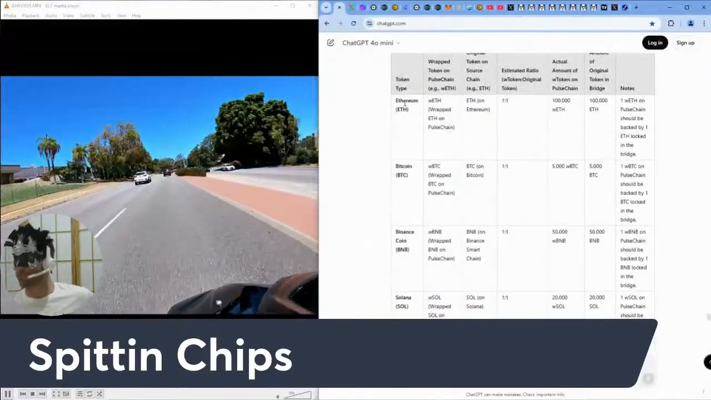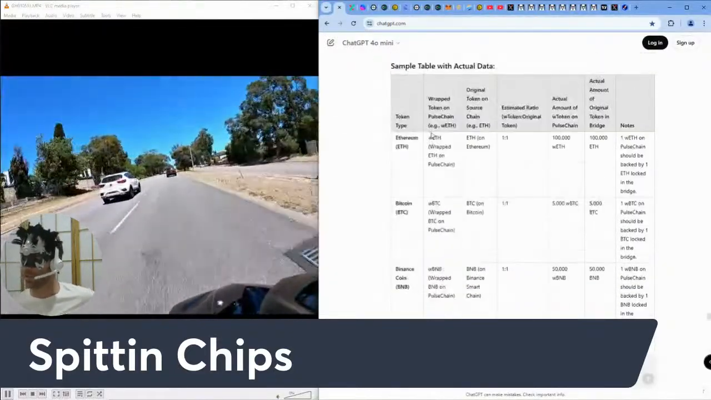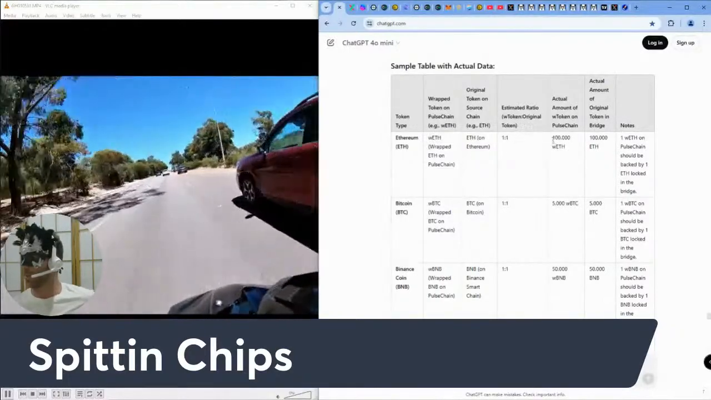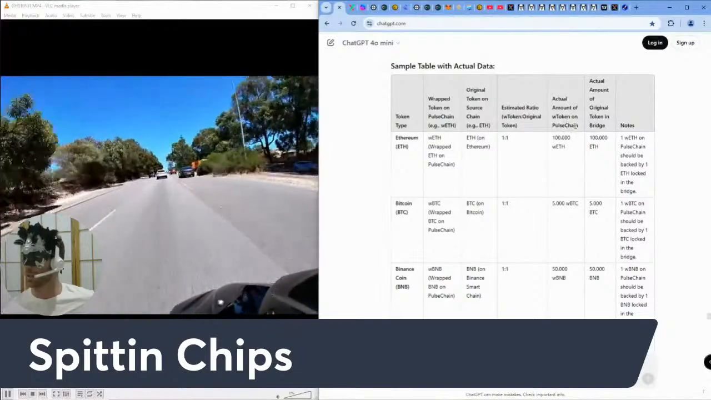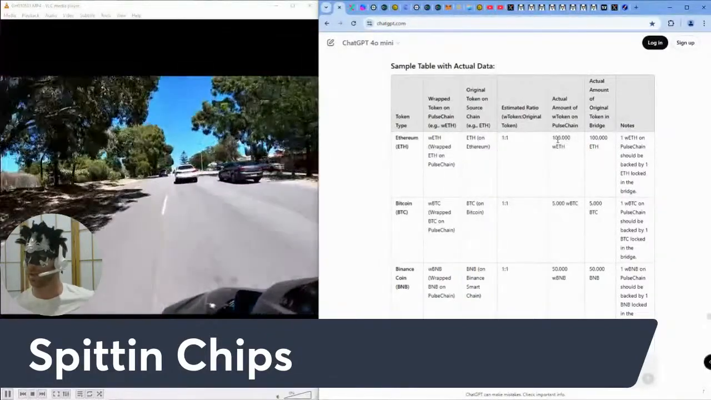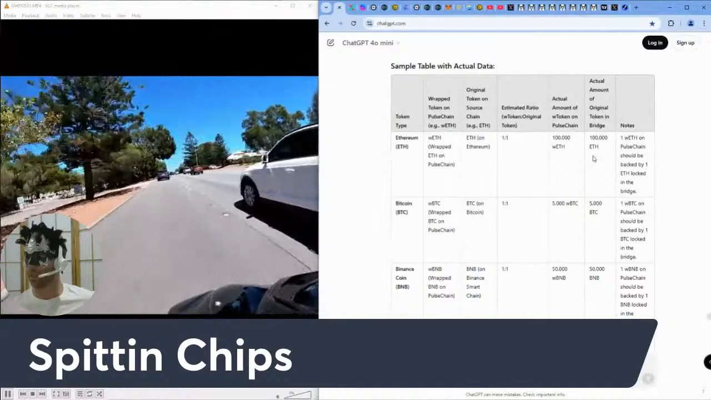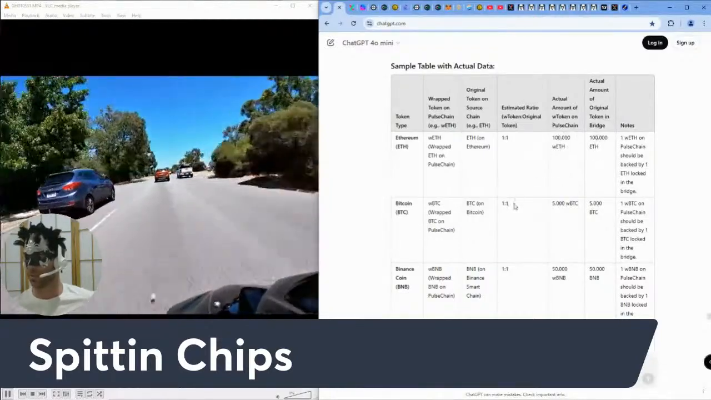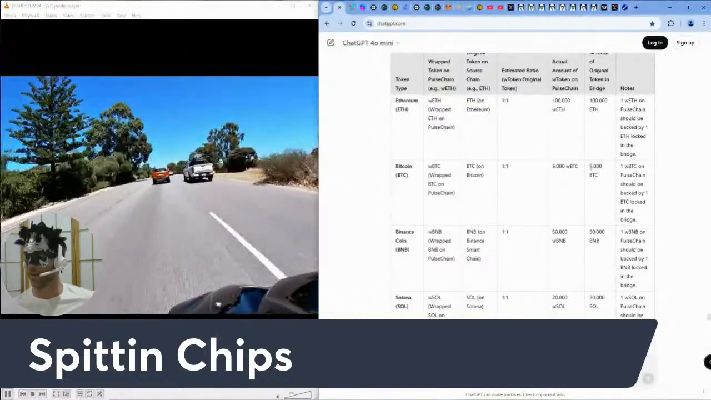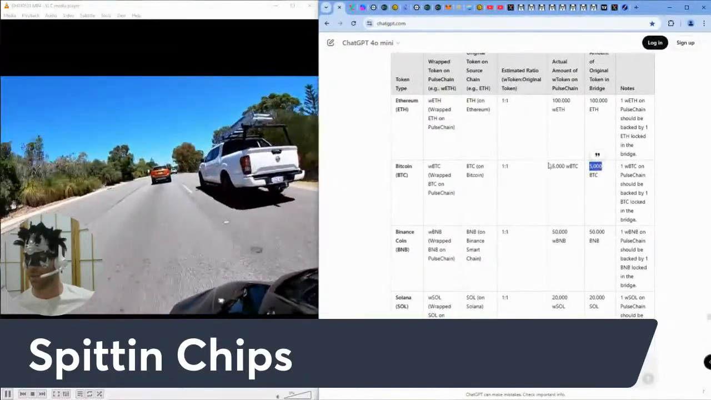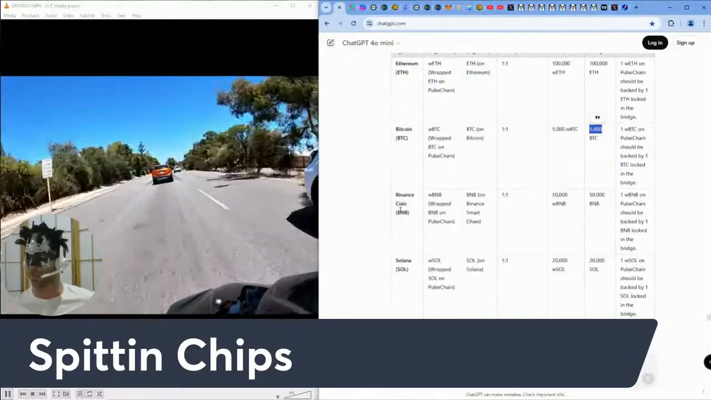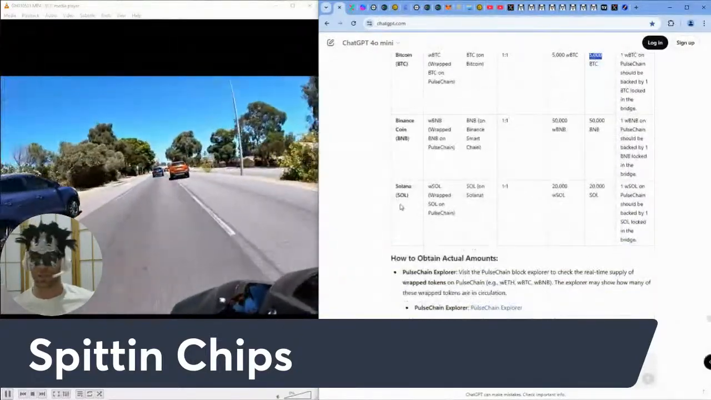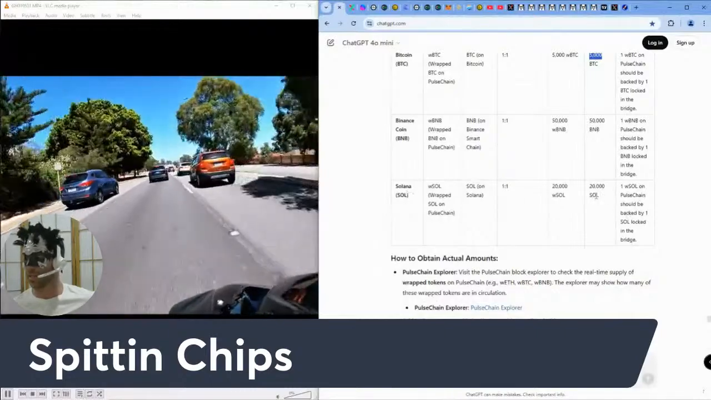So wrapped Ethereum is WETH, and the estimation of the current amount on PulseChain is 100,000 ETH. So 100,000 Ethereum has been bridged over. It's back to one-to-one. Bitcoin, 5,000 Bitcoin has been wrapped and brought over. Binance coin, which is BNB, 50,000 of that has been wrapped and brought over. And Solana, which is SOL, 20,000 of that has been wrapped and brought over.